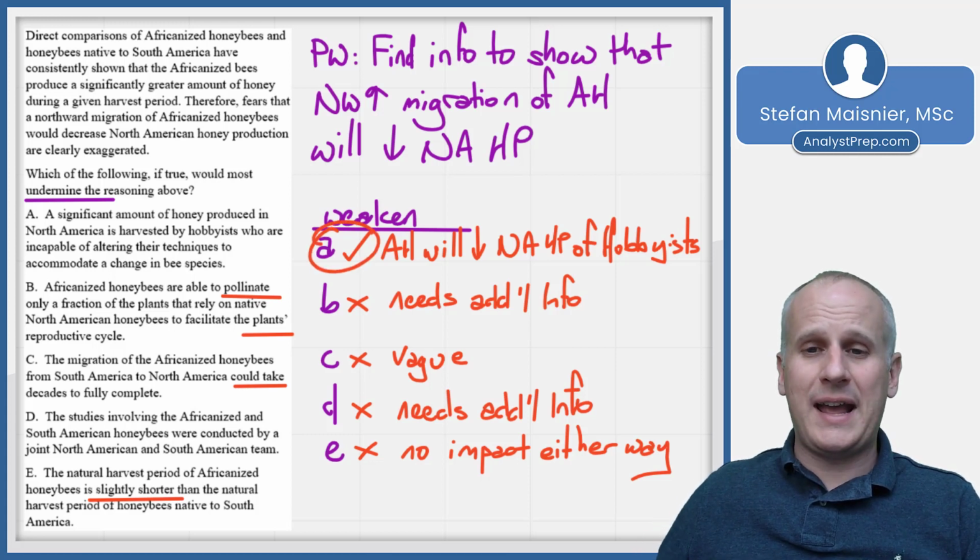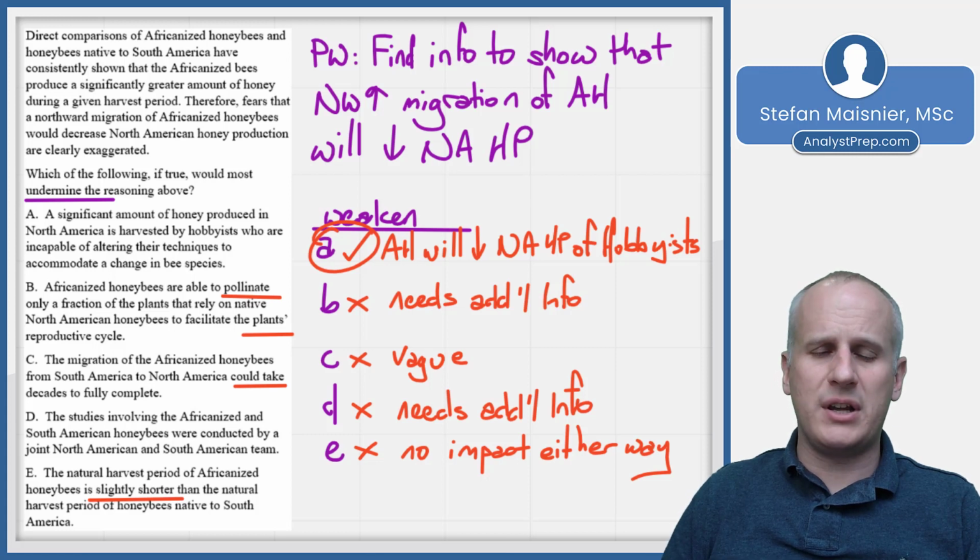So go ahead and practice some drills of weaken style critical reasoning questions on your own to improve at this very important aspect of the critical reasoning section of the GMAT Focus Edition.